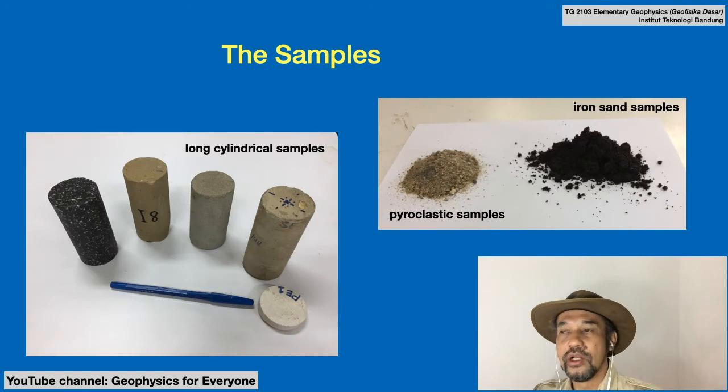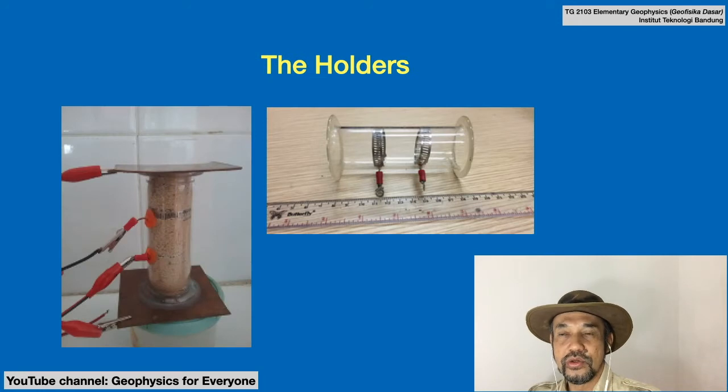The students will be provided with long cylindrical samples as well as the iron sand samples and pyroclastic samples. The students would also be provided with a special holder. This is the holder that the student would use to measure the electrical resistivity of iron sand or the pyroclastic samples. Please note that there are places, the rings, and this is the place where the students could connect the electrodes to the samples.